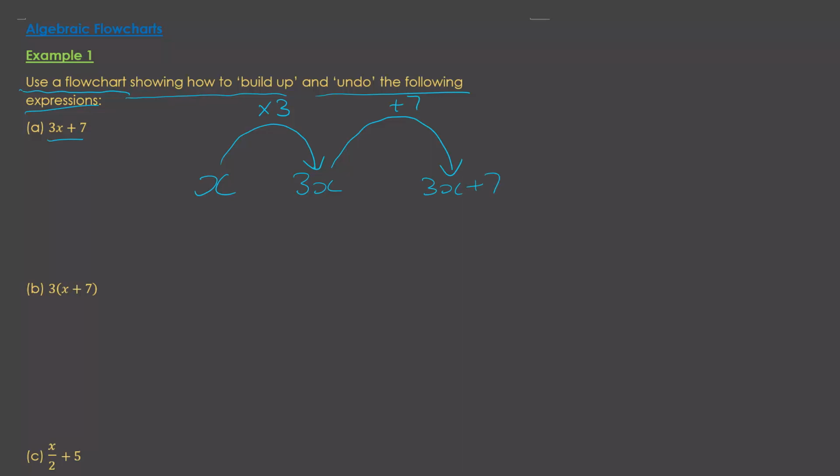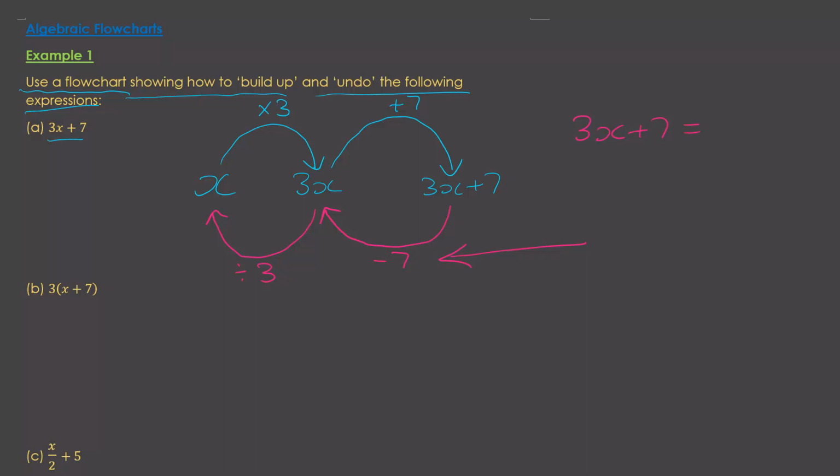To undo the flowchart, we go back in the opposite direction using inverse operations. So instead of adding 7, we'll subtract 7. Instead of multiplying by 3, we'll divide by 3. And remember, these are the steps that you can use in solving an equation that is of the form 3x plus 7 equals a number.